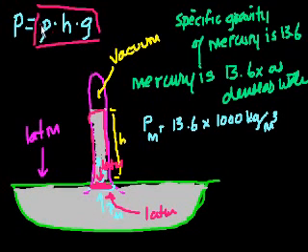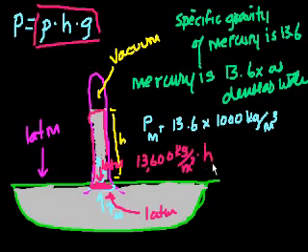So let's see. The density of mercury is this, 13,600 kilograms per meter cubed. That's the density. Times the height. We don't know what the height is. That's going to be in meters. Times the acceleration of gravity, 9.8 meters per second squared, is going to be equal to 1 atmosphere.